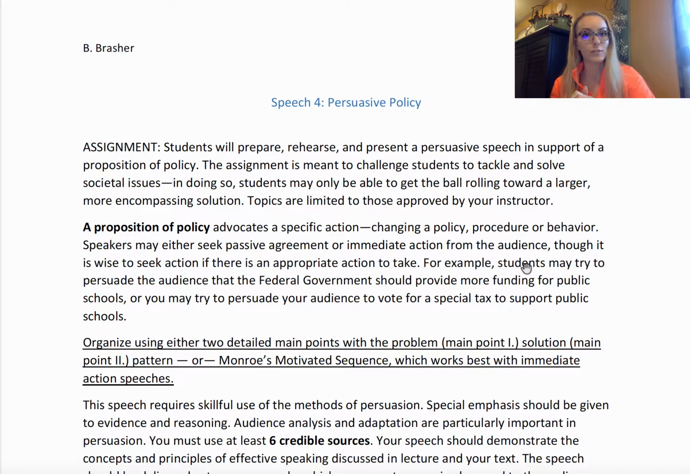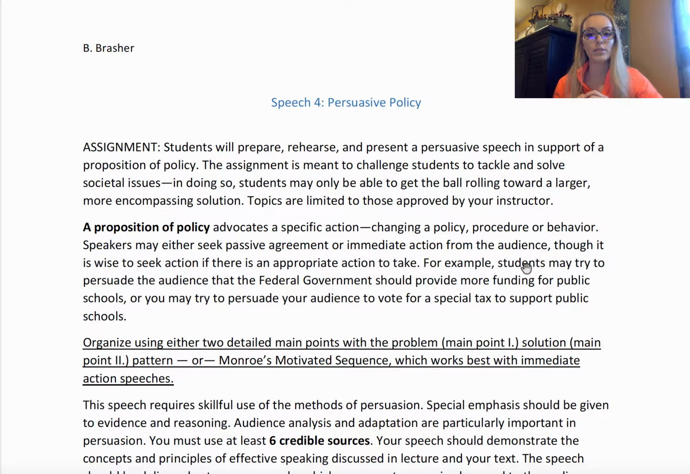All right, so organization is the next big thing. We are doing a proposition of policy, literally saying in our proposition of policy what should or needs to change, and then we are going to organize using either problem solution or Monroe's motivated sequence. So here we are organizing the speech supporting that proposition of policy.